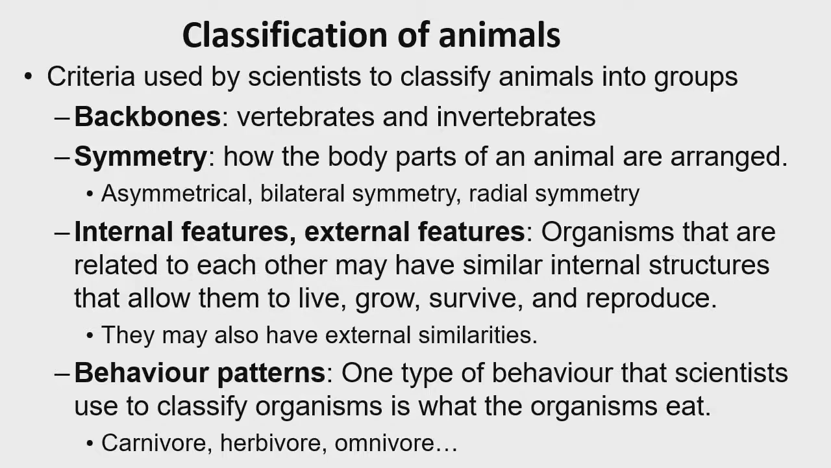And then they also look at their external similarities. They are also classified based on their feeding pattern, how they feed. Another type of behavior that scientists use is how they eat, and this can be either a carnivore, which eats meat, or a herbivore that only eats plants, or an omnivore that eats both meat and plants.